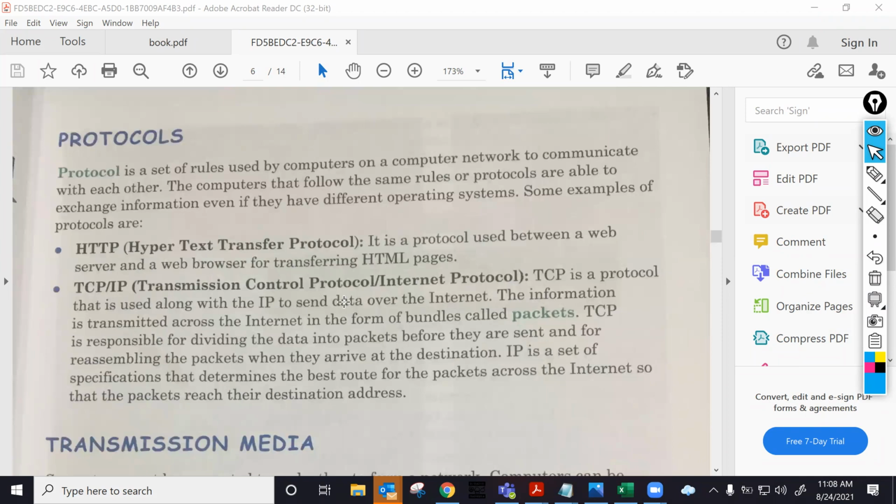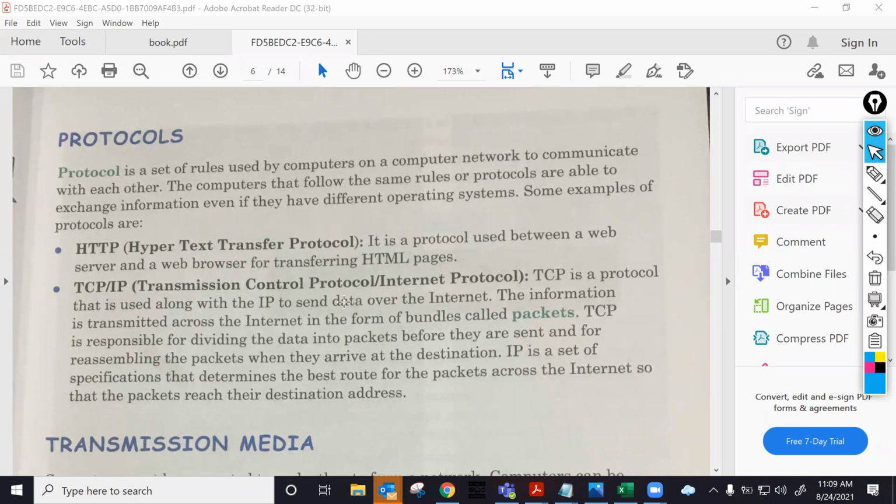Okay, so those are the topologies. Now we will learn protocols. So what do you mean by protocols? Any idea? Rules. Something we should follow to do something. Very good. Rules, yes, correct. Rules and guidelines. We say rules and guidelines.